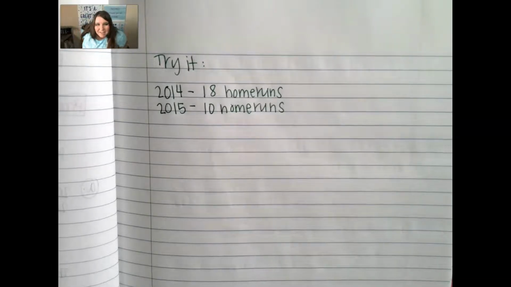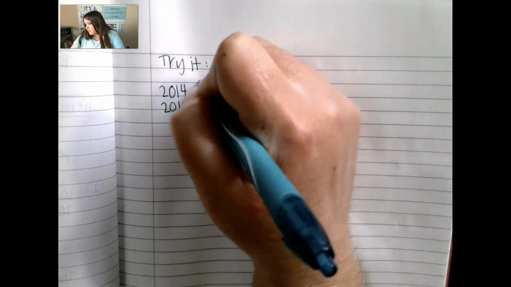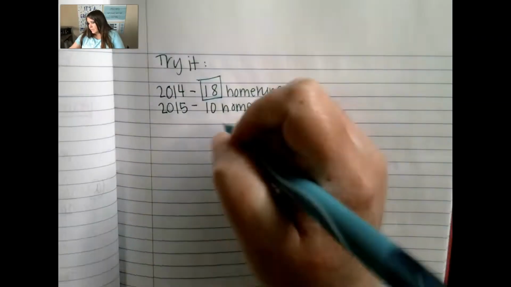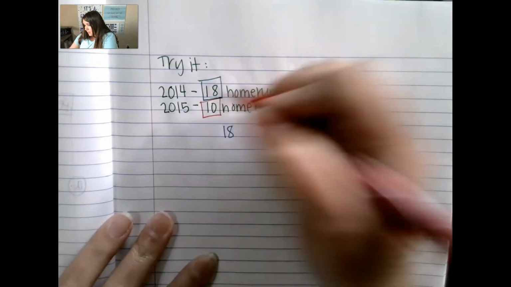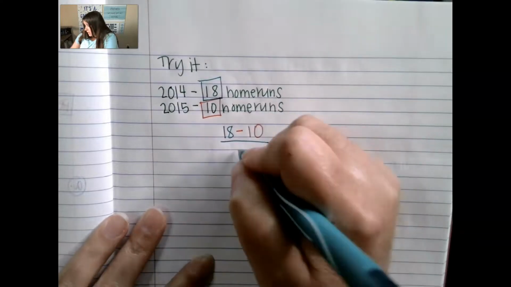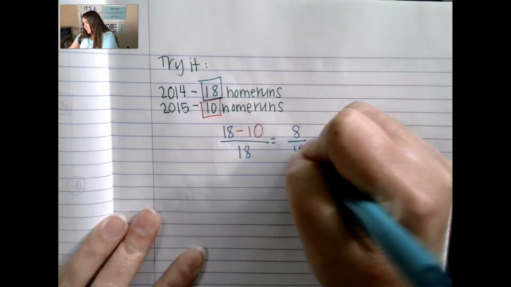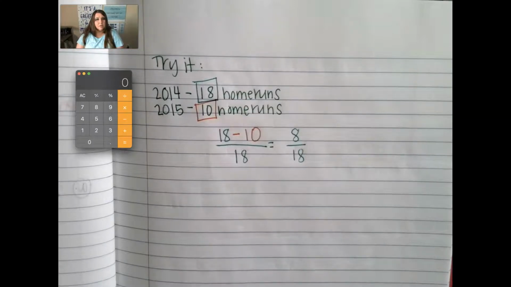All right, go ahead and hit pause right now so that you don't hear me solving this problem. And then when you are ready, go ahead and hit play. All right, so we're going to start with our original amount. The original amount, just like before, original amount minus the new amount was 18. So I have 18. I'm going to subtract that new amount, which is 10. 8 has been a very popular number today. And we're going to divide that by 18. So we get 8 divided by 18. And we are going to see what it is that we have for our percent decrease.